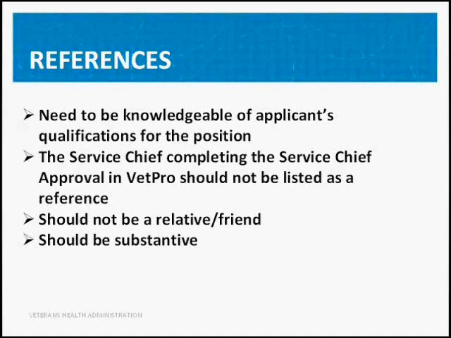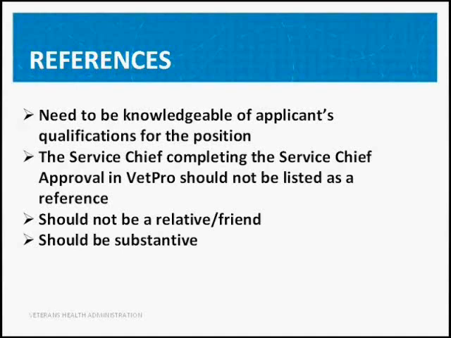References should not be the service chief who will be completing the service chief approval on the provider that is being considered for the appointment. The service chief approval is the service chief's recommendation and the time when the service chief can comment on any known qualifications or experience. References may also provide information on performance or conduct issues and the individual's suitability.